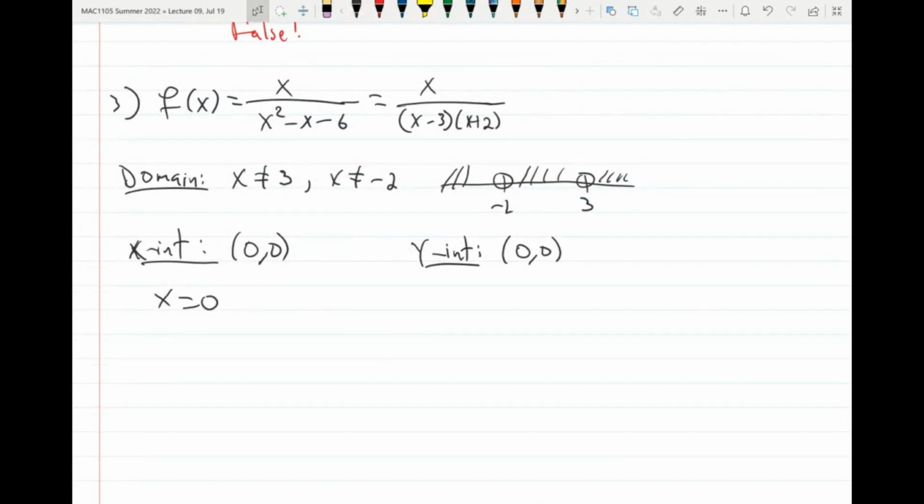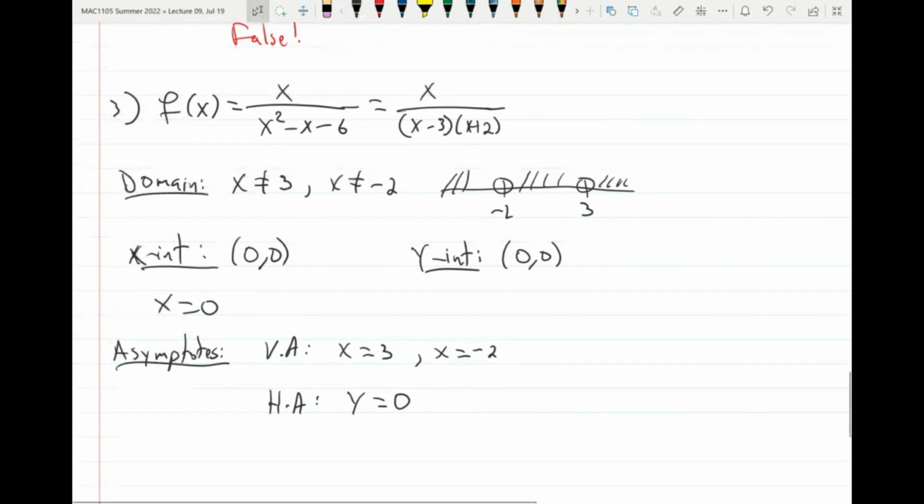All right, after that we need to simplify. Is there anything to simplify here? Nothing to simplify, so we move on. Now we look for asymptotes: vertical asymptotes and horizontal asymptotes. Do we have vertical asymptotes? Yeah. What are they? x equals 3, x equals -2. Remember, these are lines. And we have one horizontal asymptote, which is y equals 0.